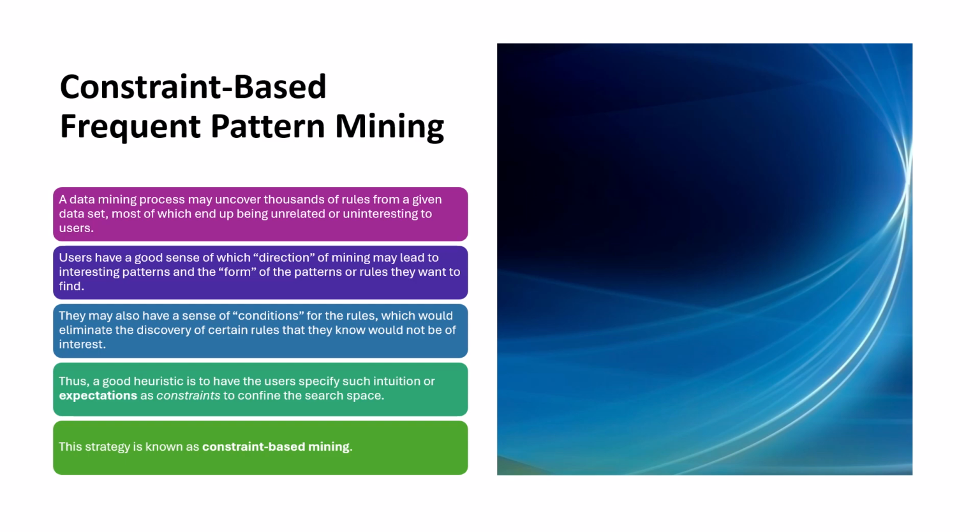Next is constraint-based frequent pattern mining. A data mining process may uncover thousands of rules from a given data set, most of which end up being unrelated or uninteresting to users. Users have a good sense of which direction of mining may lead to uninteresting patterns and the form of the patterns or rules they want to find. They may also have a sense of conditions for the rules, which would eliminate the discovery of certain rules that they know would not be of interest. Thus, a good heuristic is to have the user specify such intuition or expectations as constraints to confine the search space. This strategy is known as constraint-based mining.